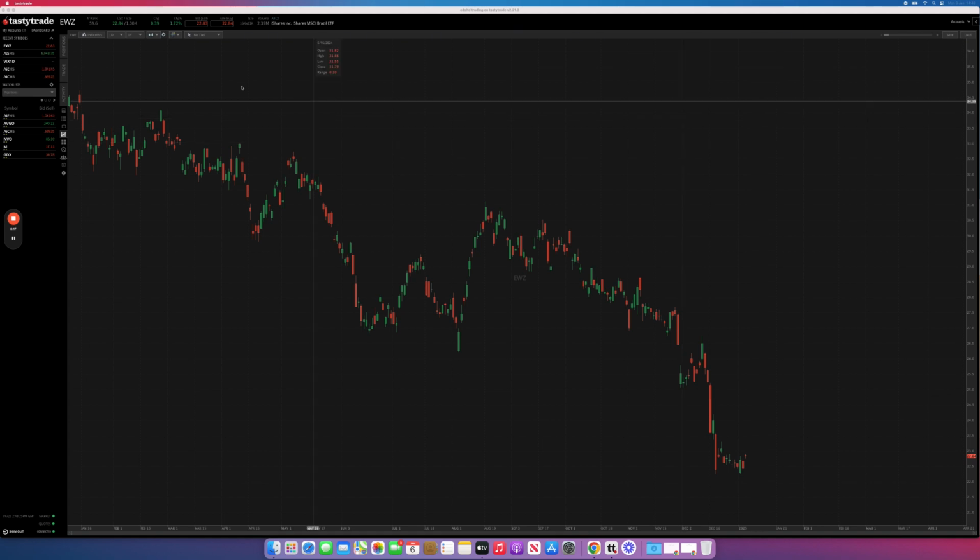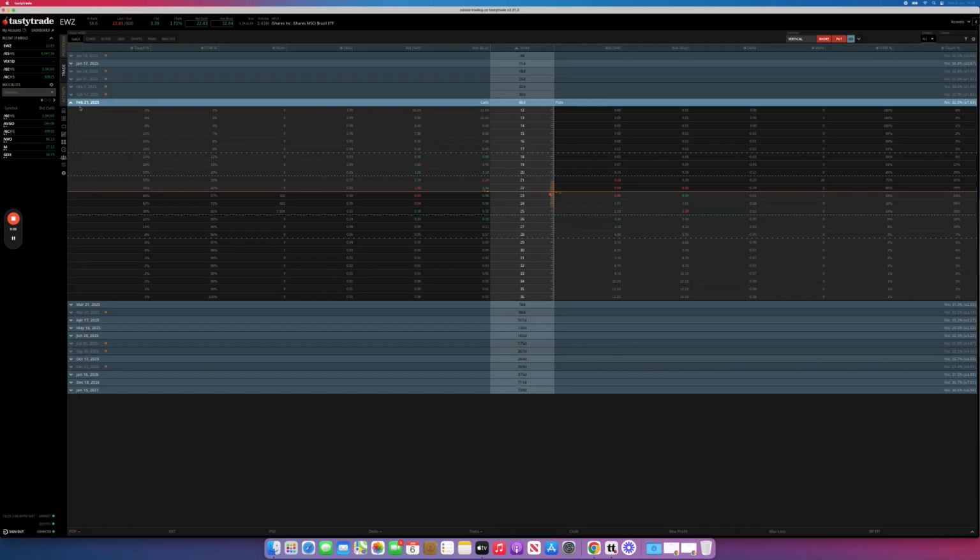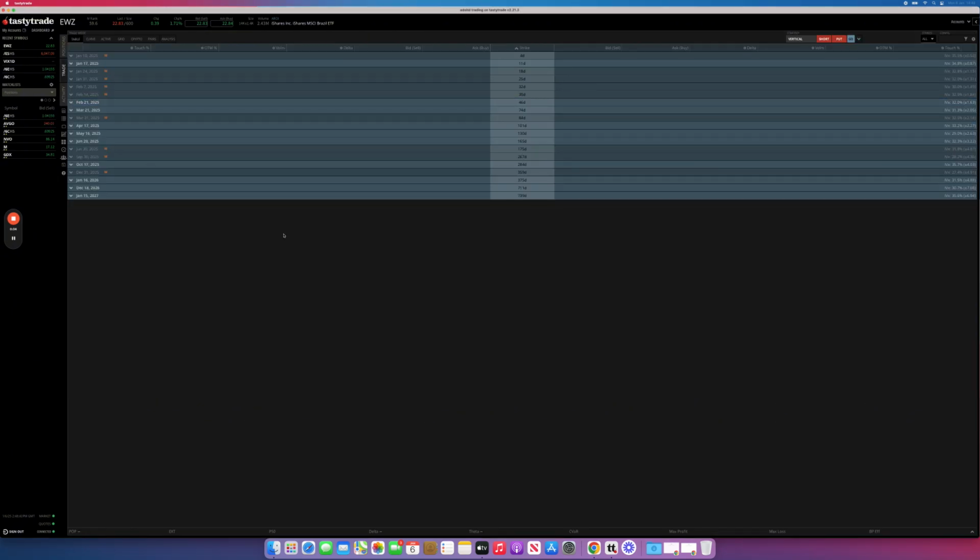So the first thing you want to do is pull up any equities underlying in your brokerage account. The one that we're going to go with is EWZ. It doesn't matter what you pick, we just want to see the list of expiration dates for EWZ. All equities have the same expiration dates, that's why it doesn't matter which one you go for.